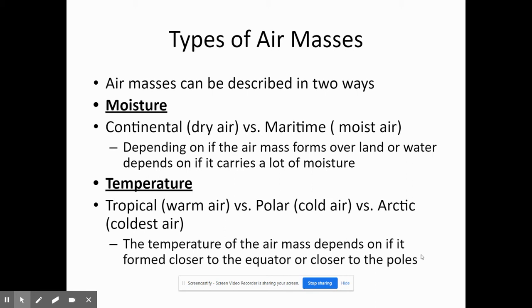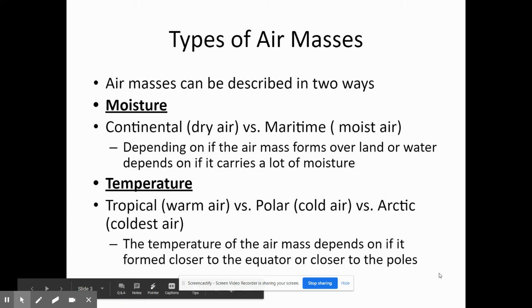Temperature, how warm the air is. If it's warm, it's called tropical. If it's cold, it's called polar. And if it's very, very cold, it's called Arctic. The further away from the equator, the closer to the poles, the colder that air will be. The closer to the equator, the warmer that air will be.